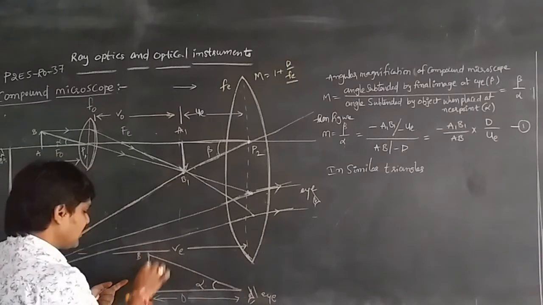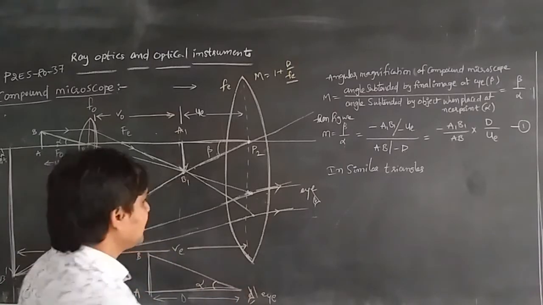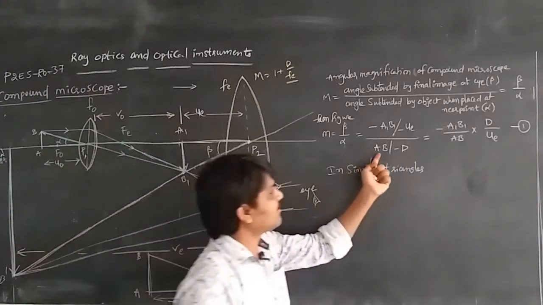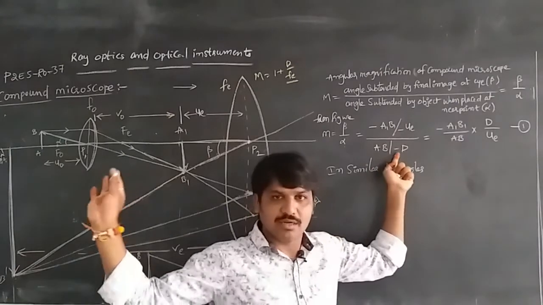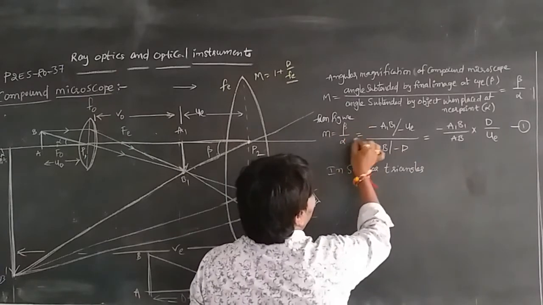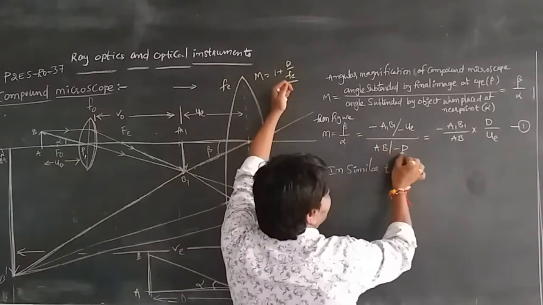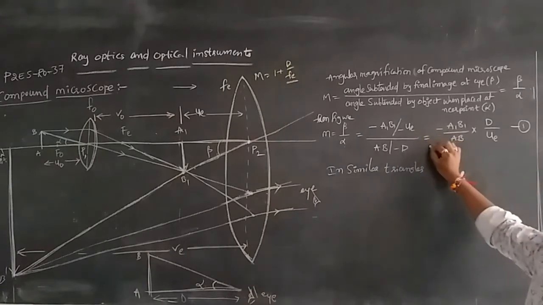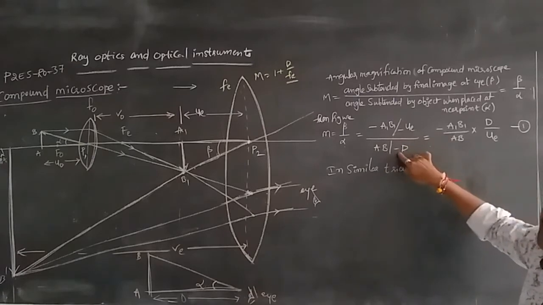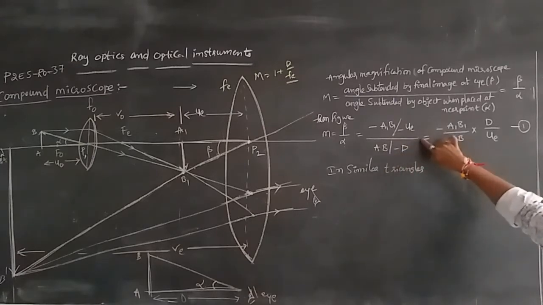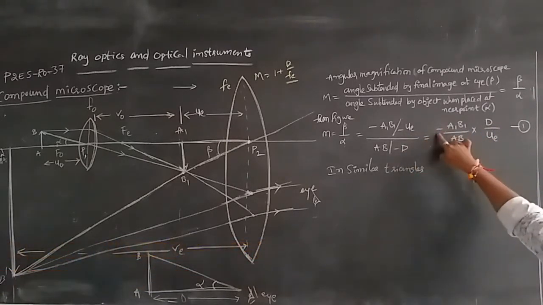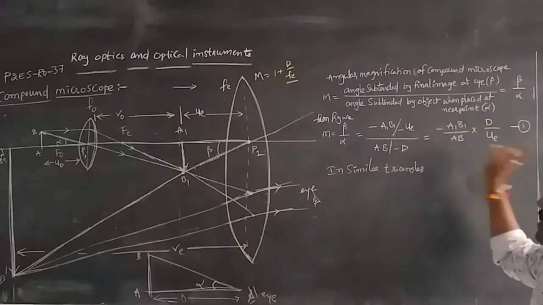Here alpha is AB by D. The D value is taken in the opposite direction, so it will be minus D, so AB by minus D. From the diagram we took the values. So M is equal to beta by alpha, equal to minus A1 B1 by minus UE, divided by AB by minus D. Calculating this, minus A1 B1 by AB comes as a numerator, and the minuses cancel, so D by UE remains.